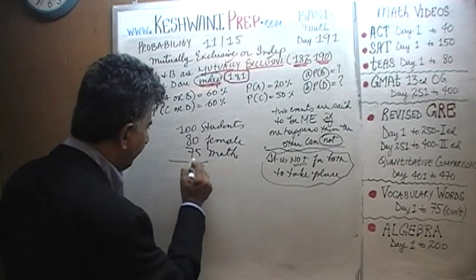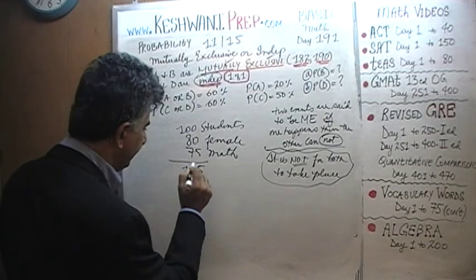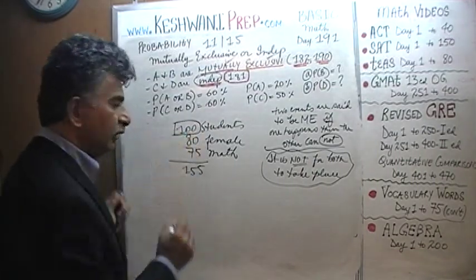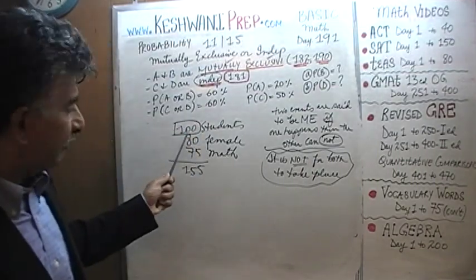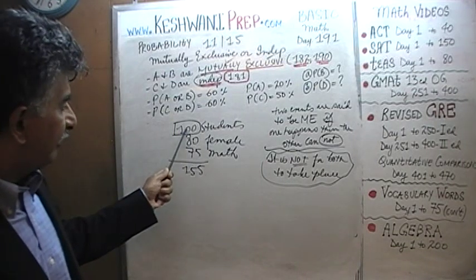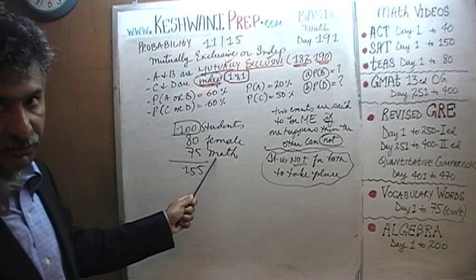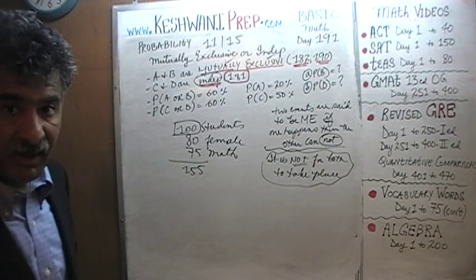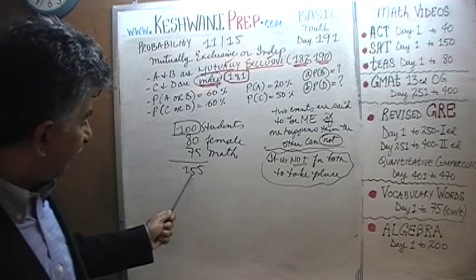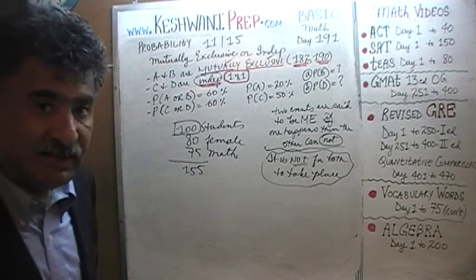As you can see, if you add up 80 and 75, 8 plus 7 is 15, you get 155. But we are told that out of these 100 students, 80 happen to be female, and 75 happen to be math majors. But that adds up to 155. We only have 100 students. What does it tell us? It tells us that this 55 is being double counted.